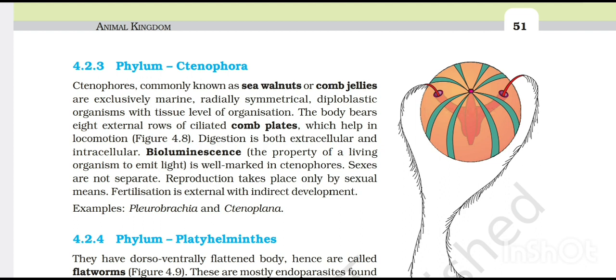Ctenophores, commonly known as sea walnuts or comb jellies, are exclusively marine, radially symmetrical, diploblastic organisms with tissue level of organization. They have tissue. Then diploblastic, that means in their embryo two germ layers are present, ectoderm and endoderm. Their body can be divided into any plane. They show marine habitat. The body bears 8 external rows of ciliated comb plates which help in locomotion, and their digestion is extracellular and intracellular.